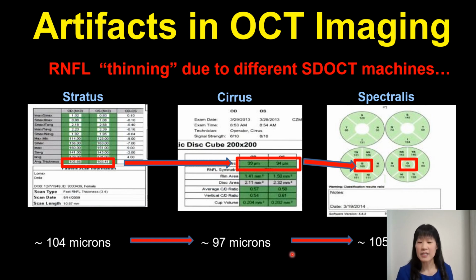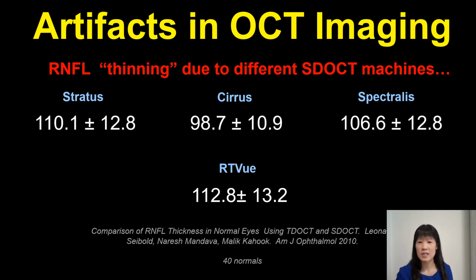However, the good thing is the patient switched doctors to one that preferred the Spectralis machine, and they got back to their baseline of 105, 104 microns. So the take-home point is, Cirrus machines give the lowest RNFL thickness values. So the bottom line is this stable, normal patient had artifactual thinning because they simply used a Cirrus machine.